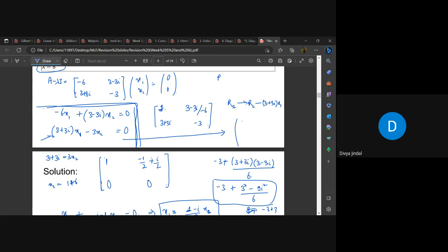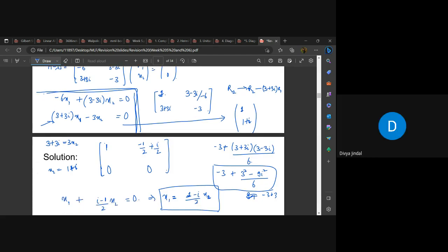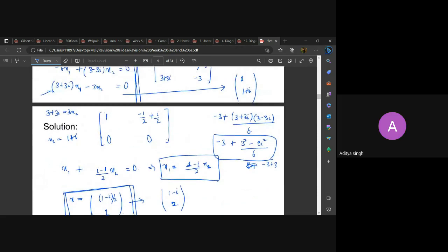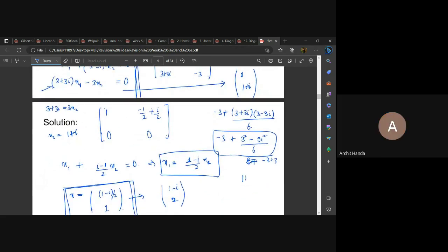1 plus i. No, I think x1 we can't give as 1 plus i. Right. But what is the mistake, ma'am? Are they the same? I don't think so. No, that is the mistake. If we multiply them, 1 minus i, if you multiply it with 1 minus i, you get 1 minus i square, right? Which will be 2.